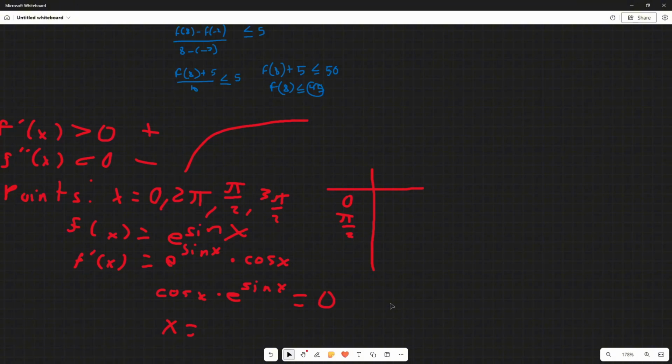0, pi over 2, 3 pi over 2, 2 pi, right? Let's plug them into the original function. 0: sine of 0 is going to be 0, so it's e to the 0, which is just 1. Then pi over 2: e to the sine pi over 2. Sine pi over 2 equals 1, so it equals e. And then 3 pi over 2: sine of 3 pi over 2 is negative 1, so it's e to negative 1, or 1 over e. And then 2 pi is going to be the same as 0, so it's going to be 1.